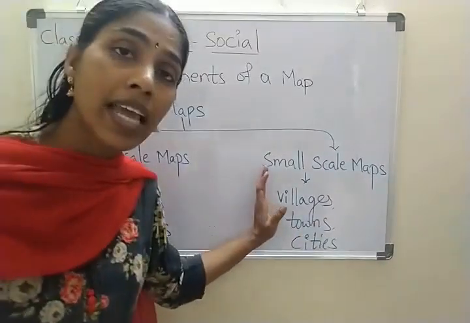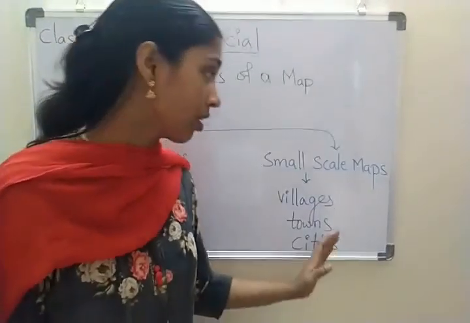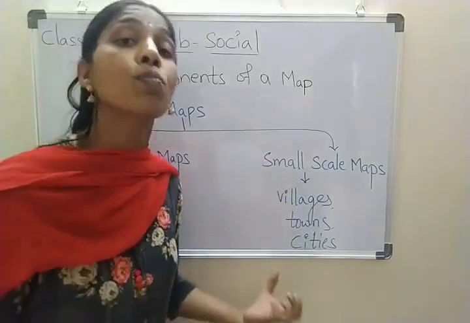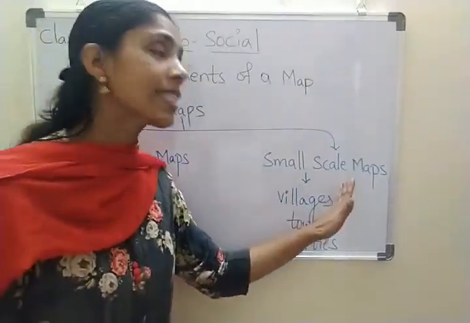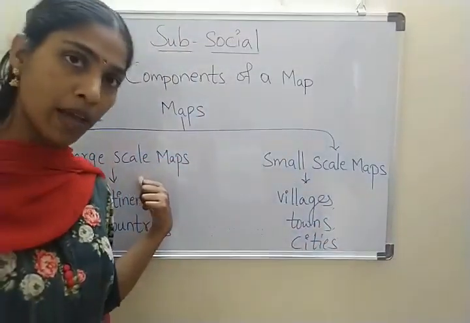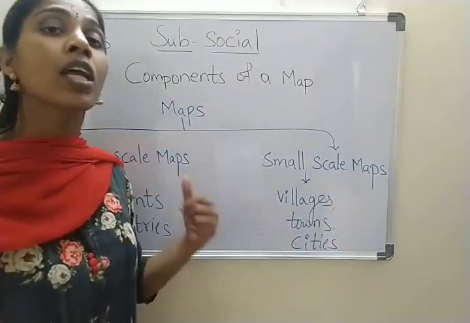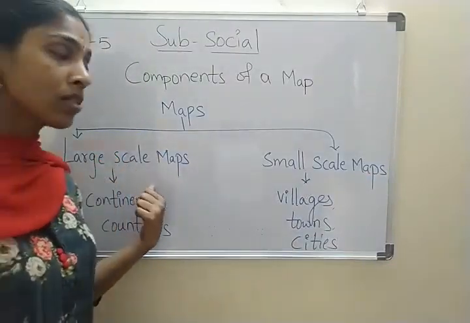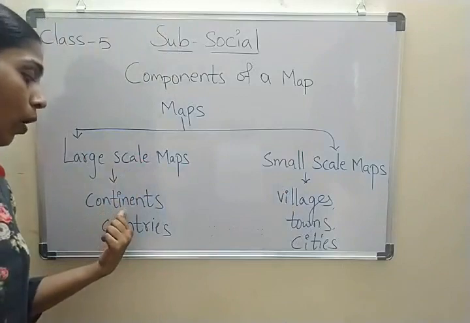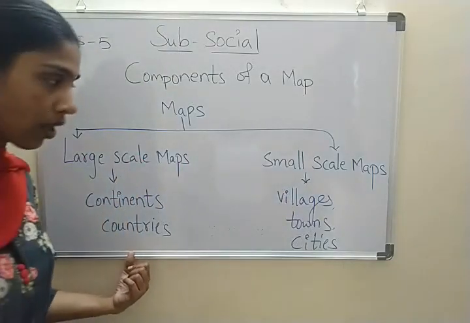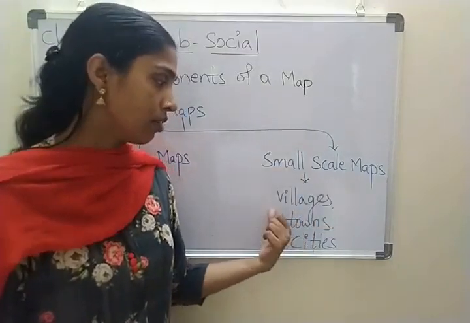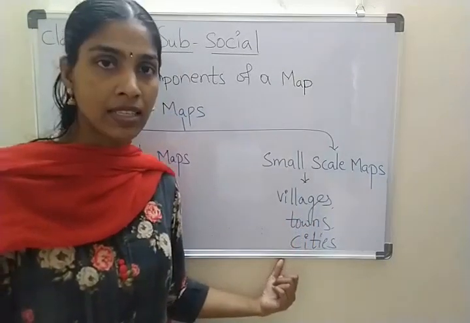Children, small scale maps give more information than the large scale maps. Okay. So which map gives more information? Very good. Small scale maps give more information than the large scale maps. Okay. Children, maps can be two types. Okay. Large scale maps or small scale maps. Okay. Large scale maps show continents and countries. Okay. And coming to small scale maps, they show villages, towns and cities. Have you understood, children?